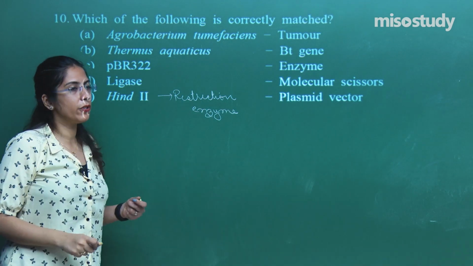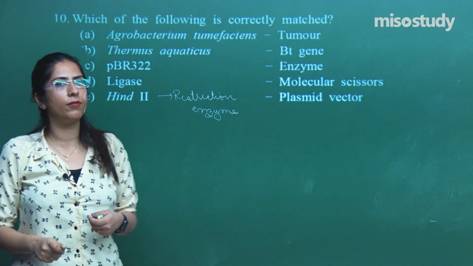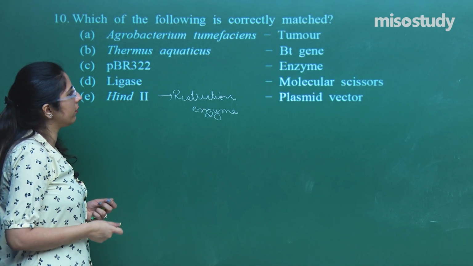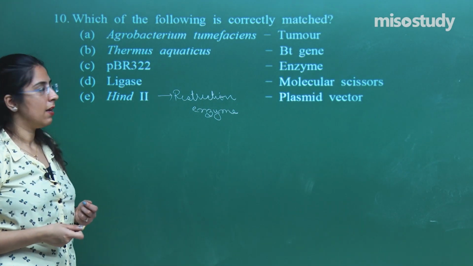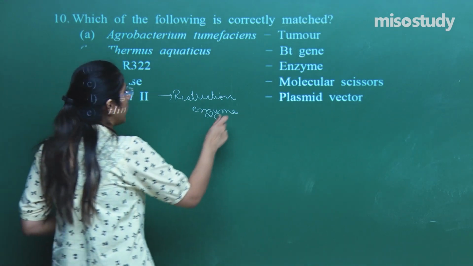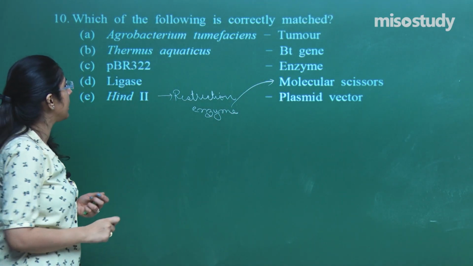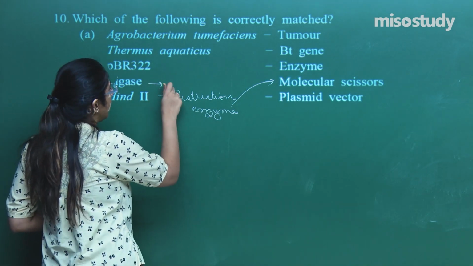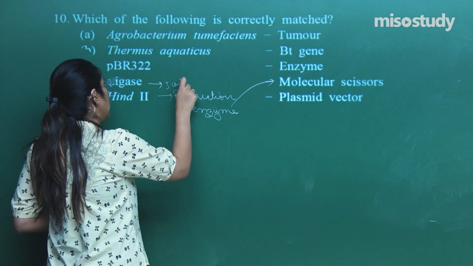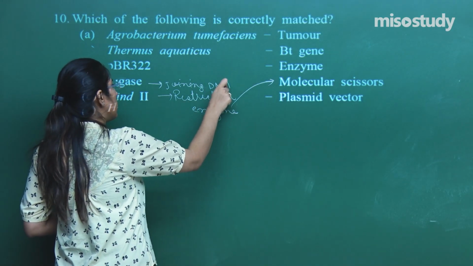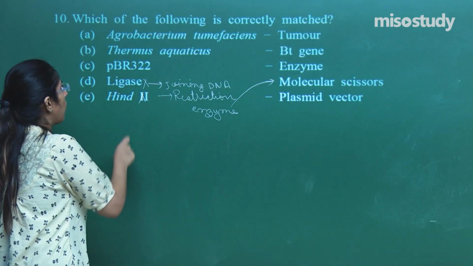Ligases are those which help in joining the sequences of the DNA, we know that, but in the other column it is written over here that they are molecular scissors. Molecular scissors are nothing but restriction enzymes, whereas ligases basically help in joining the DNA. So this option and this option are the wrong ones.